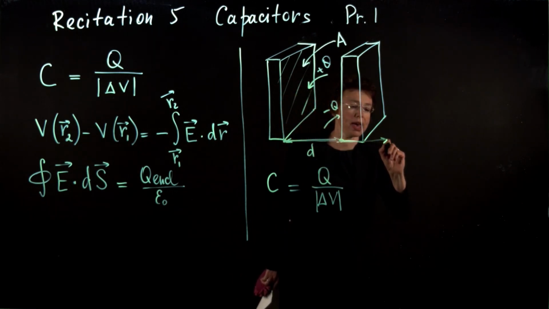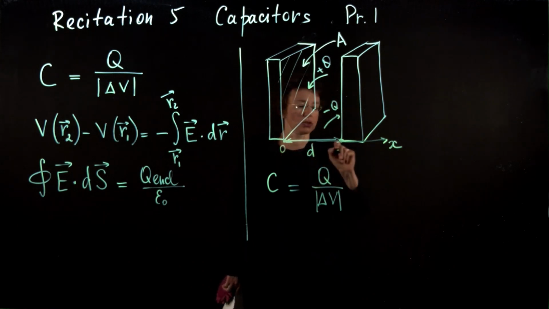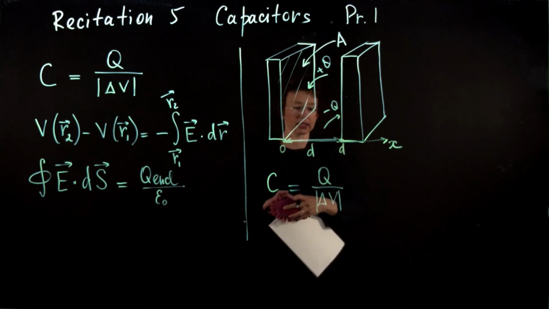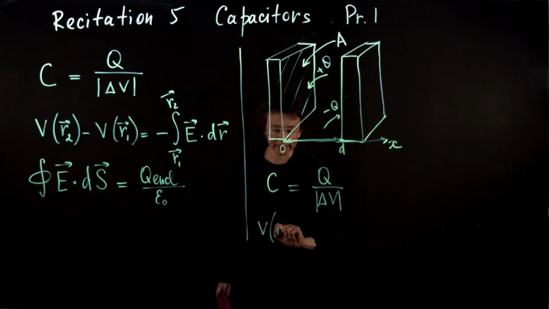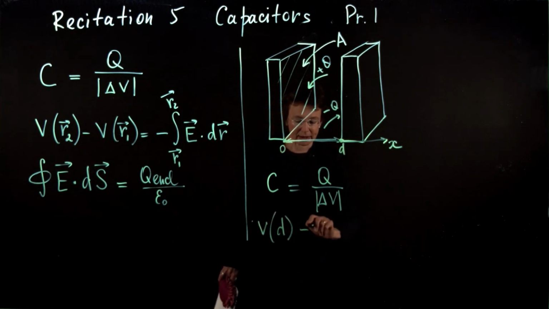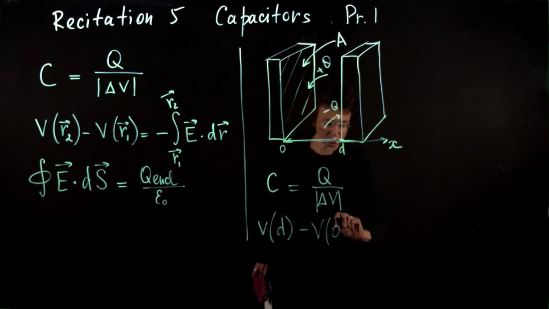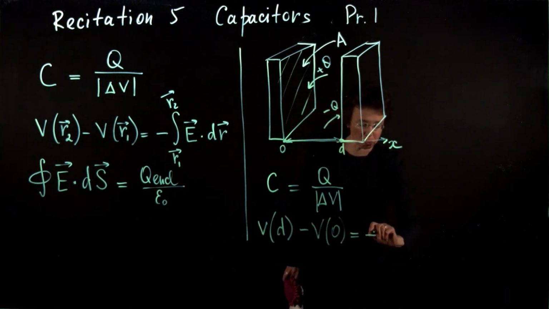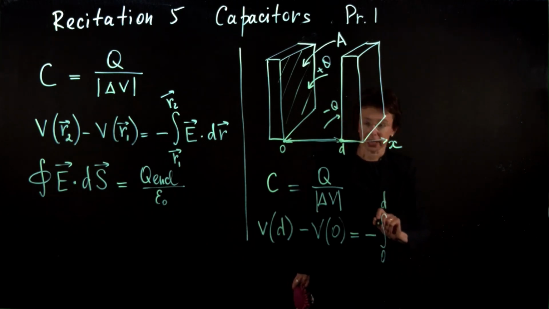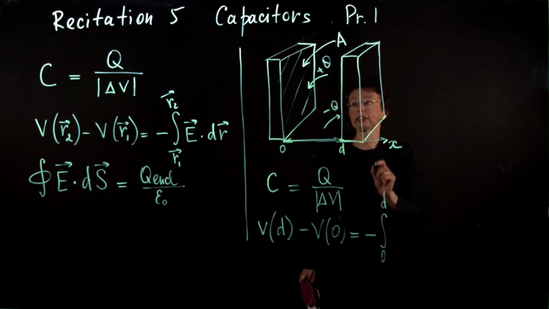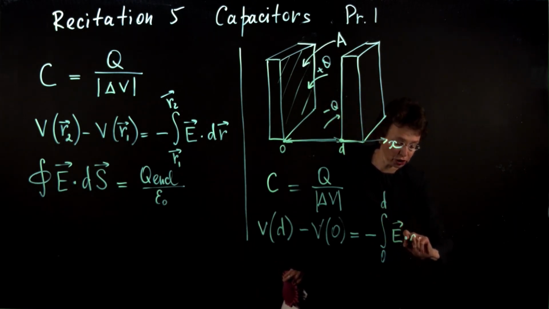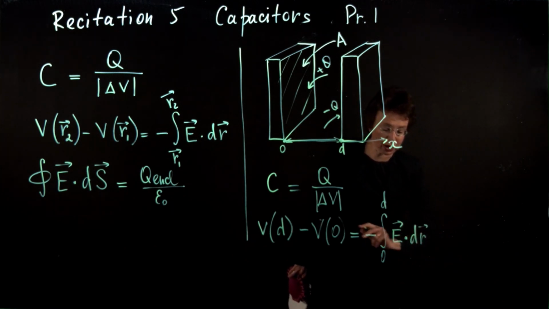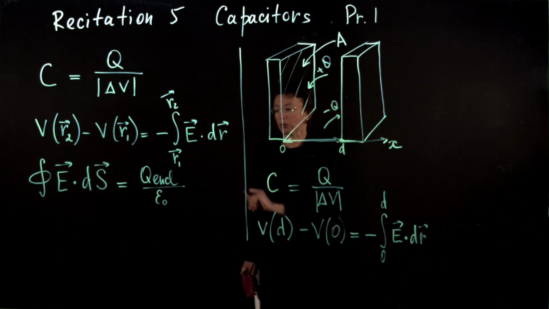I need to find V at D minus V at 0. So let me have x this way. This is 0, and this point is x equal to D. V at D minus V at 0 is equal to minus the integral from 0 to D of the electric field, which is so far unknown, E dot dr. We need to find the electric field from Gauss's law.